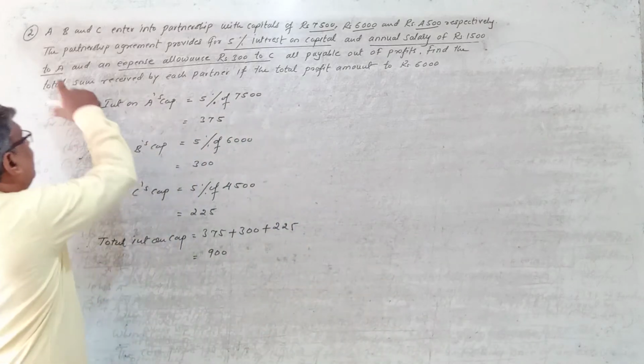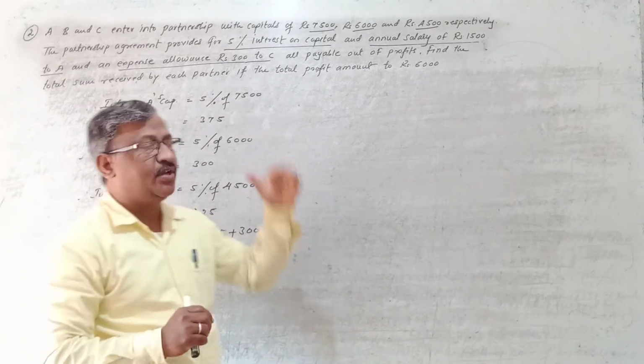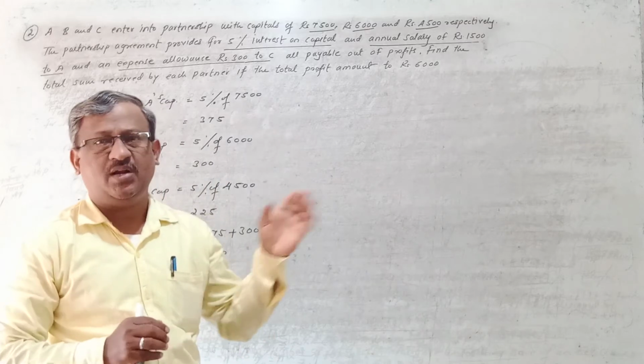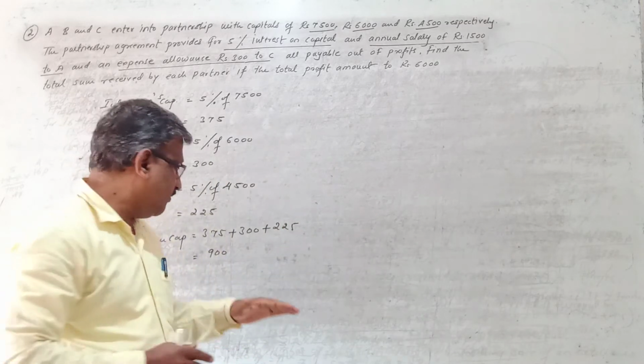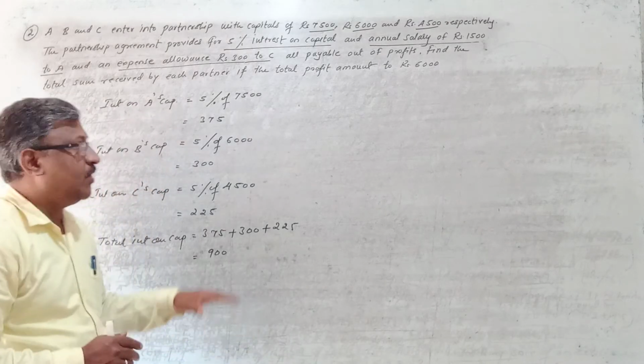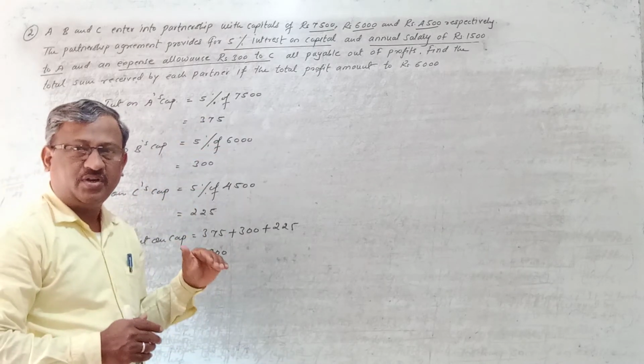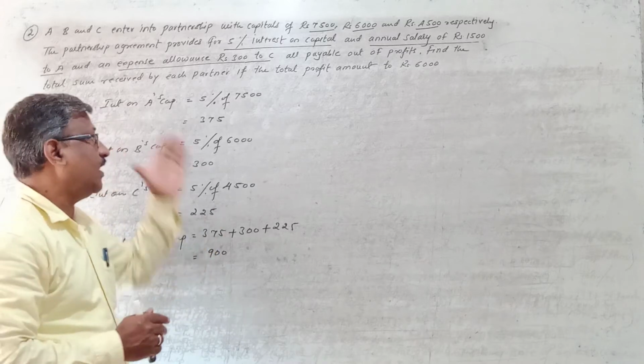To whom we have to pay? To A. So here there is no need to calculate the salary because ready-made salary they have given, annual salary. If they would have given monthly salary, then we have done the calculation here, right? But here there is no need to do any calculation regarding the salary of this A, right? Directly we have to pay.